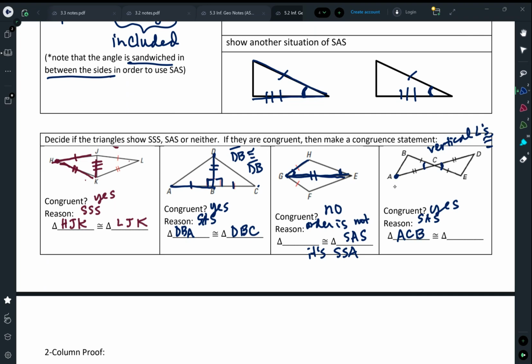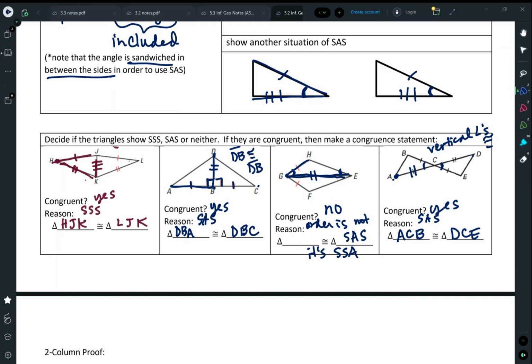And notice when I'm writing this one out, when I start at A, the first side I'm going through is the side that has these two hash marks on it right here. So when I'm looking at my other triangle, I need to start at D, and then the two hash marks are on the way to C. So it's going to be triangle D, C, and then E. So it's really important we list things in the same order there.